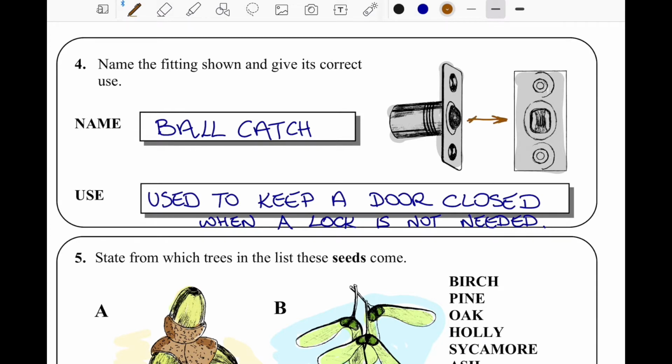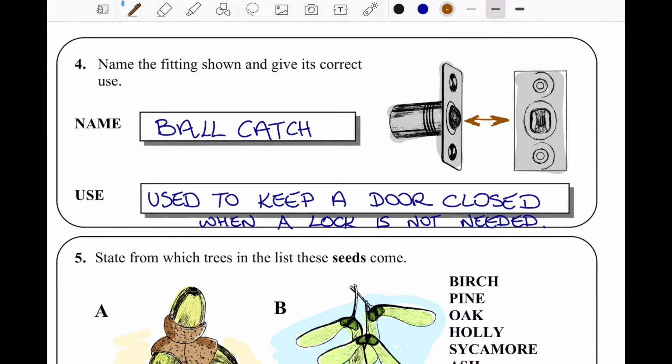So when you try and close a door or you push the door closed on a cabinet or a press or something like that, the ball just pushes in enough to allow you to close the door and then pops out once the door is closed. And really, its only job is to keep a door closed. So in a cupboard or a press where a lock isn't needed, you'd have this ball catch.